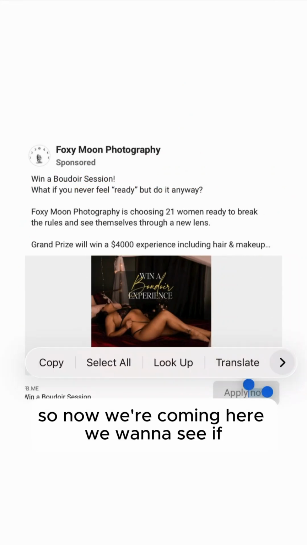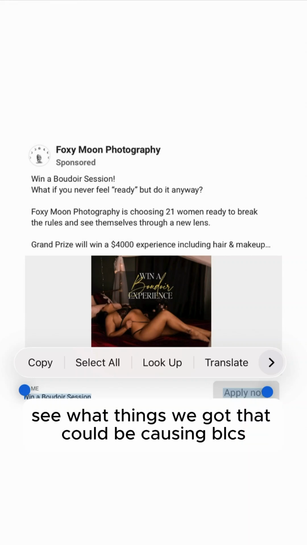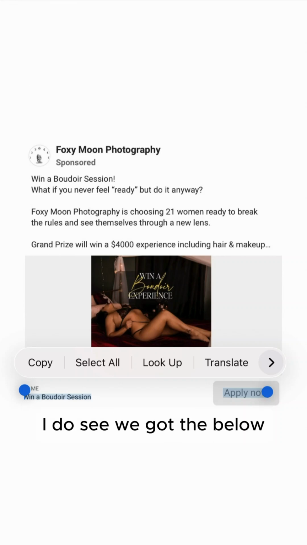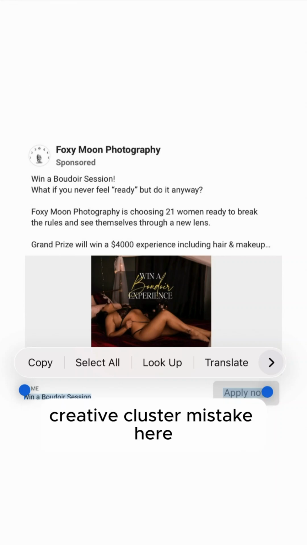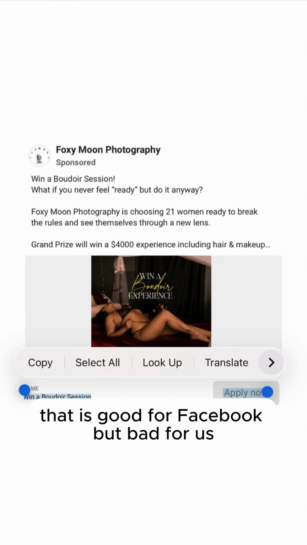So now we're coming here. We want to check out, see what things we got that could be causing BLCS, if any. So I do see we got the below creative cluster mistake here. This is filling out all the things Facebook recommends us to fill out. That is good for Facebook, but bad for us.